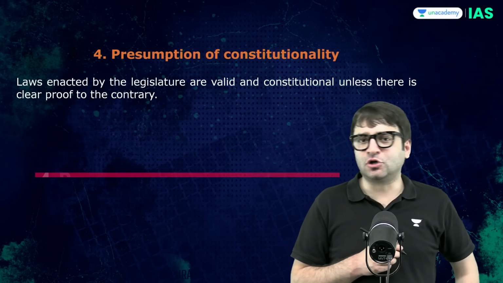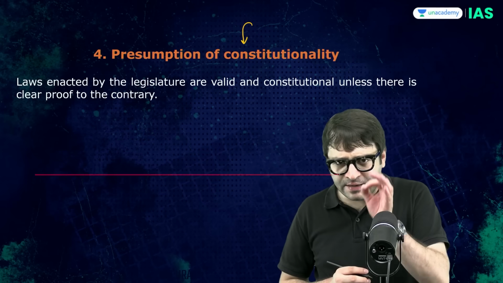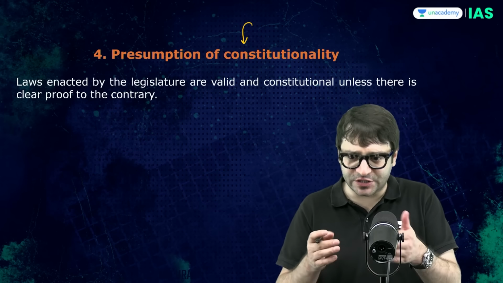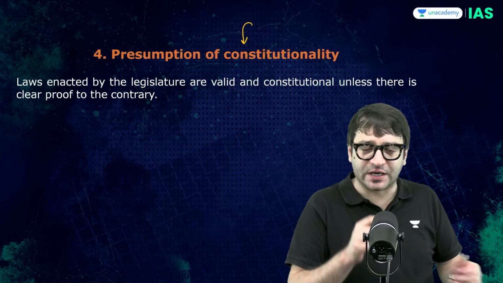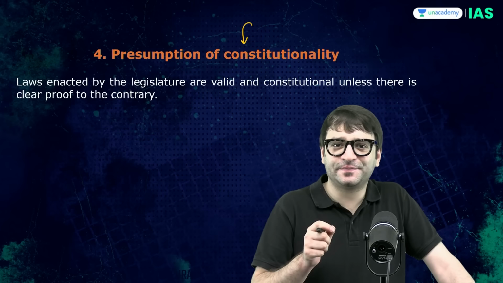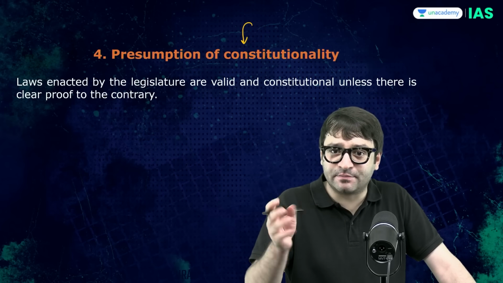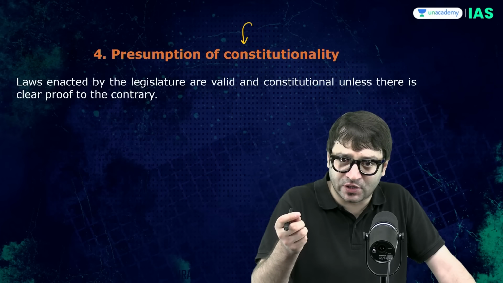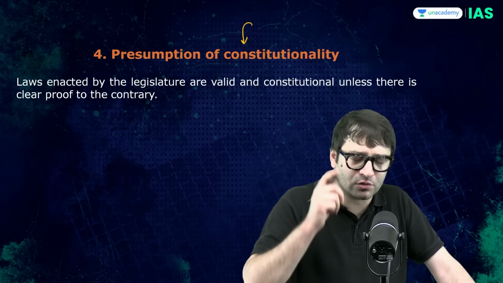Let's look at doctrine number 4, presumption of constitutionality. Whenever a law passed by the parliament or by the legislature is challenged before the court, on what grounds can this law be challenged? As I told you, if this law violates fundamental rights, or if this law has not been enacted by a competent body, if it is beyond the legislative competence of that body, on these two grounds, you can challenge this law before the court.